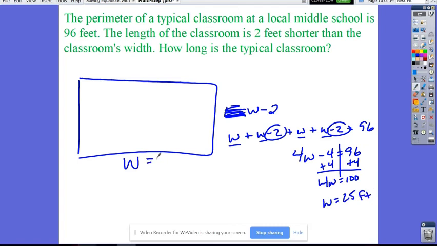So this is 25 feet. But they didn't ask for the width, they asked for the length, which is 25 minus 2, 23 feet. It's the length of the typical classroom.